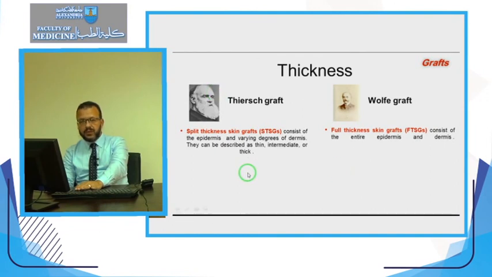There are several points for comparison of the different types of skin graft. The split thickness skin graft can be called Tirsch graft after the scientist who first described it, and the full thickness skin graft can be called the Wolfe graft after the scientist who first described it. And like we said, there is a difference between both in the thickness.